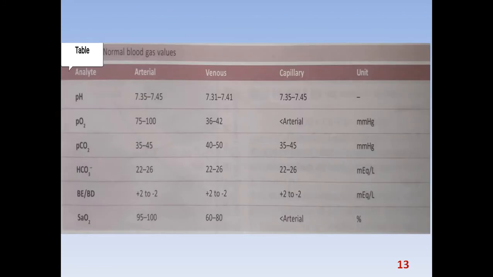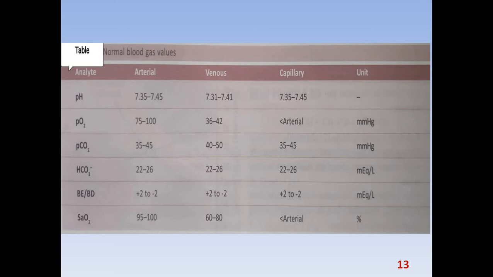Now this table shows the normal blood gas values. The first one is pH. In arterial blood, the pH is 7.35 to 7.45, and for venous it is 7.31 to 7.41. This is the normal range, and for capillary blood it is 7.35 to 7.45. These are the pH for artery, vein, and capillary.